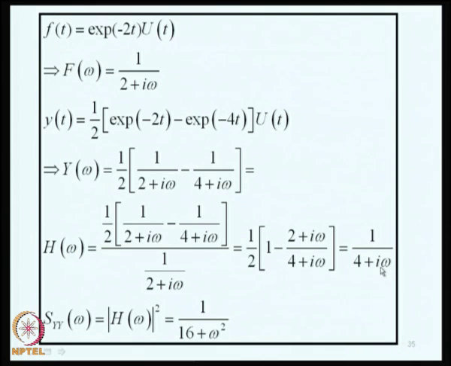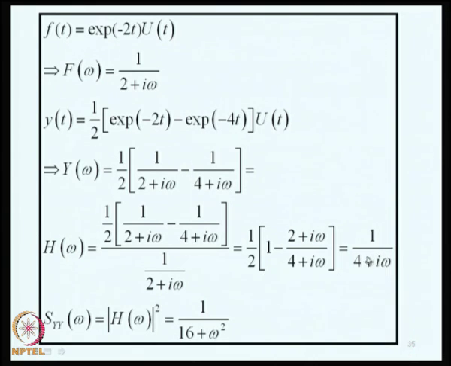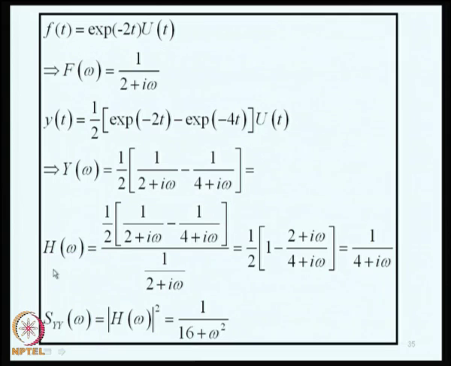Now, if the system is driven by white noise, the output power spectral density function will be the square of this transfer function into unit strength. So, the output power spectral density function is therefore this.